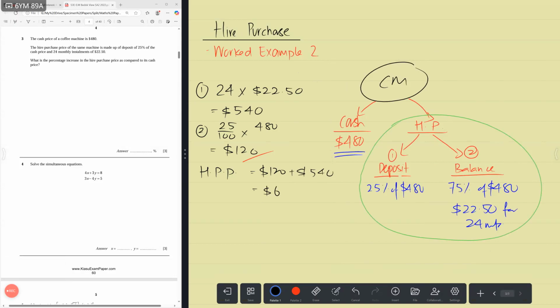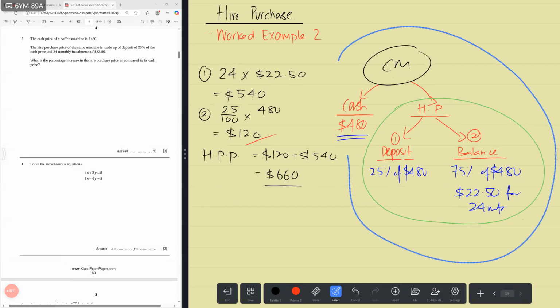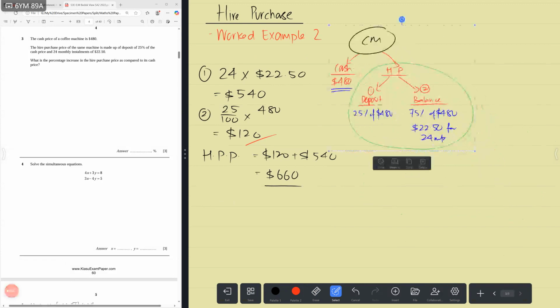It amounts to $660. This is the hire purchase price. Next, the percentage increase in this hire purchase price. I'm going to move up this screen for a bit. Hang on, let me adjust this. This is something that we already understood. Let me just minimize this.